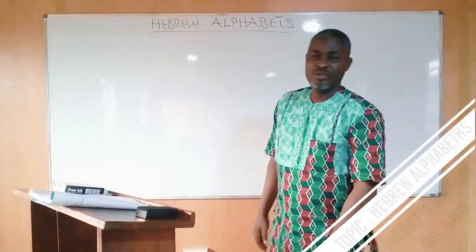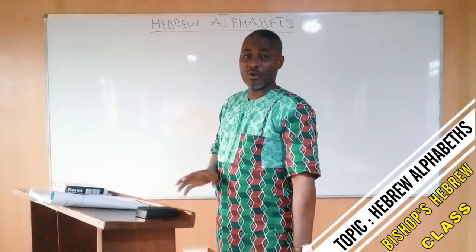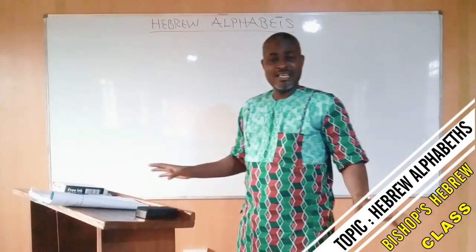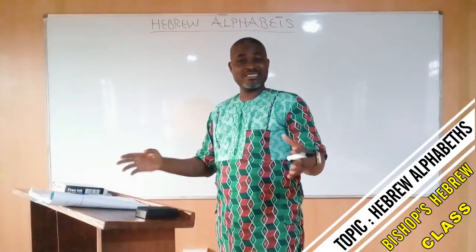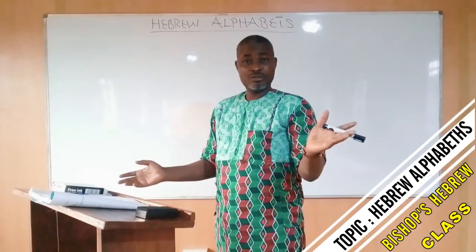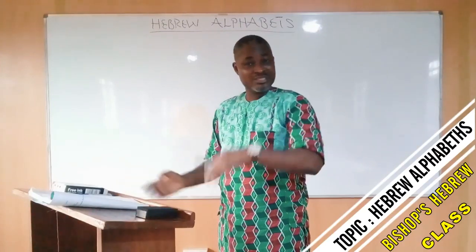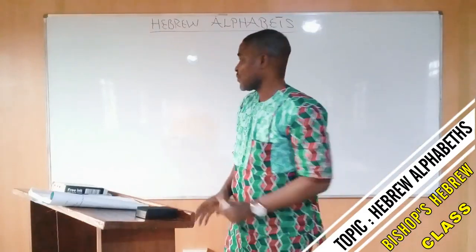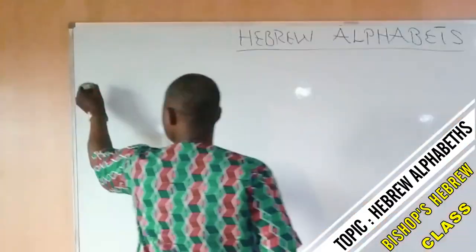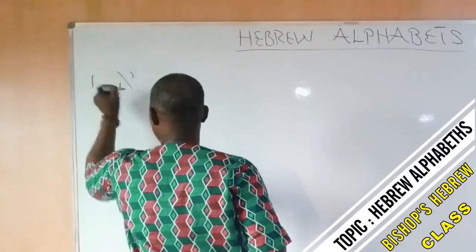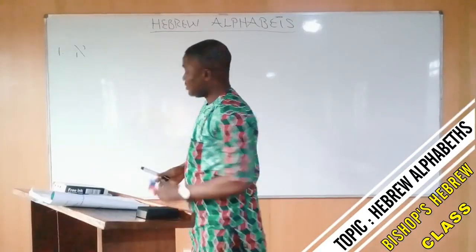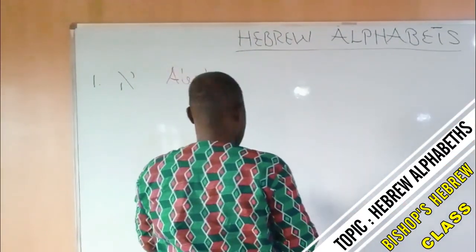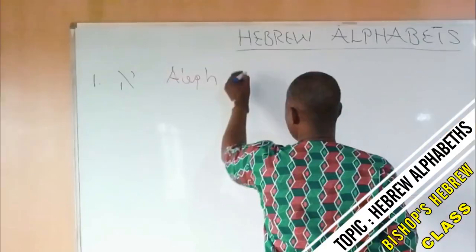Welcome to the class. There are 22 alphabets or letters in Hebrew language, and there are no vowels. And because Hebrew language is a Semitic language, it doesn't have capital letter or short letter. Everything is just, let me say, capital. So let's start. The first letter in Hebrew is this, and we call it Aleph. And this is the sign.